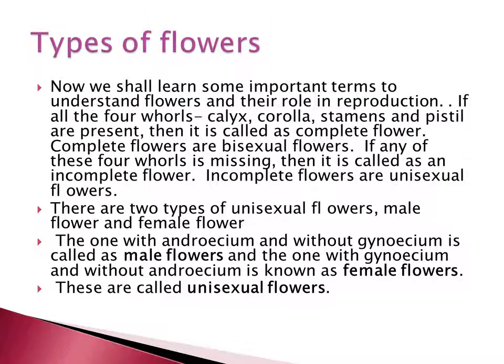Types of flowers. Now we shall learn some important terms to understand flowers and their role in reproduction. If all the 4 whorls, calyx, corolla, stamens and pistil are present, then it is called a complete flower, or bisexual flower. If any of these 4 whorls is missing, then it is called an incomplete flower. Incomplete flowers are unisexual flowers. There are 2 types of unisexual flowers, male flower and female flower. The one with androecium and without gynoecium is called a male flower, and the one with gynoecium and without androecium is known as a female flower.